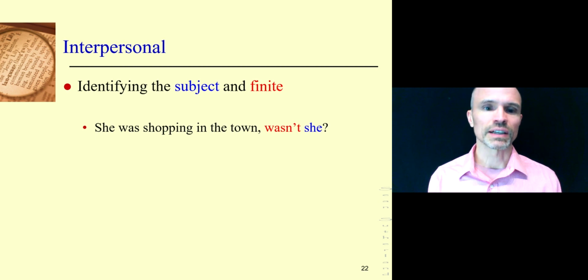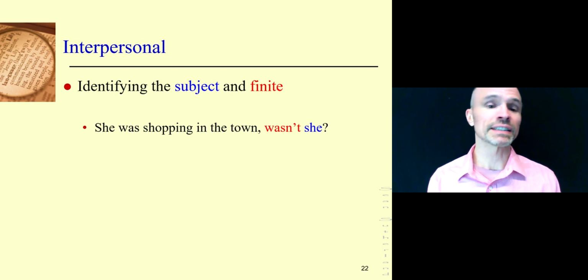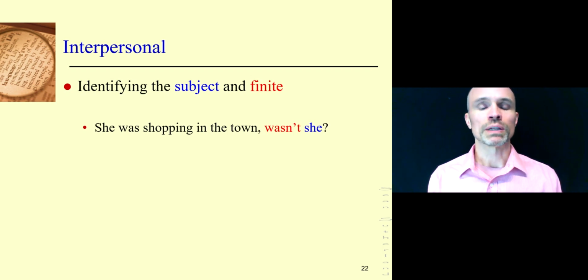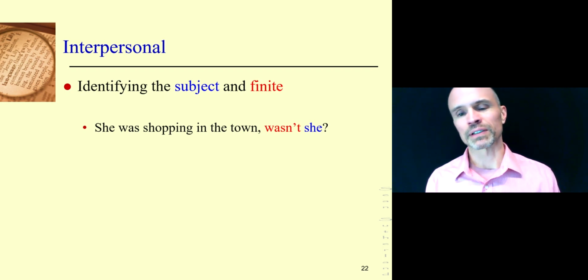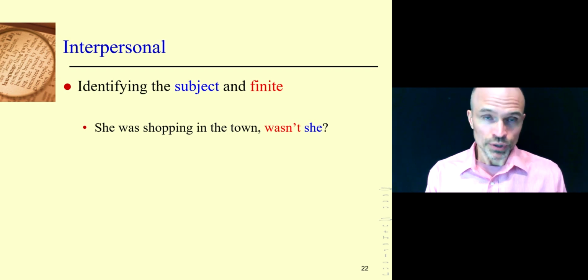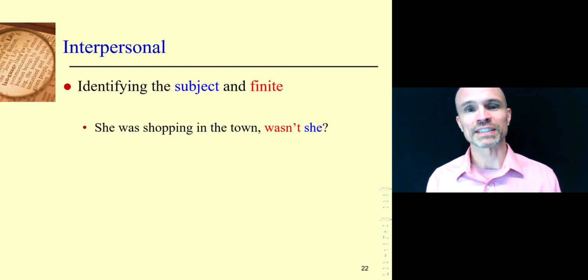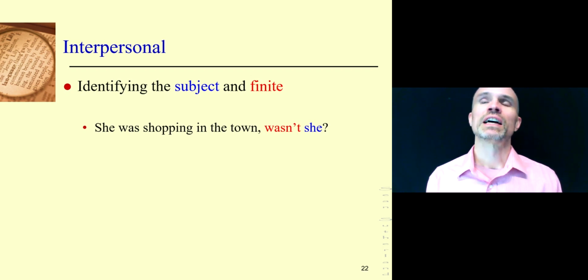take the finite, in this case was, you reverse it from positive to negative or negative to positive. In this case, we have she was shopping. The finite is was. When you make a tag question, you turn it around and make it wasn't. And then you add on the subject again. I'm sure that you make tag questions all the time and you do it without thinking about the grammar. What I'm saying here is this is what you're doing, right?